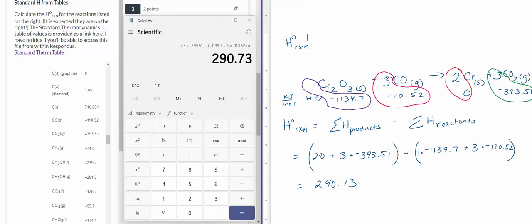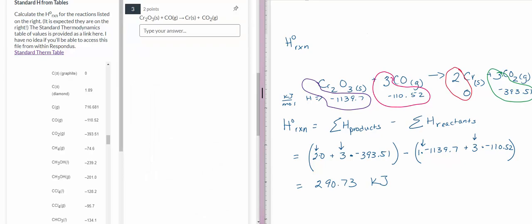290.73. Now the units for this are kilojoules because these numbers represent moles. So this is the delta H of the reaction in kilojoules. So I would write 290.73. Now specifically, because we're looking at these values here and we are doing some subtracting, I would have to go to the tenths place only.